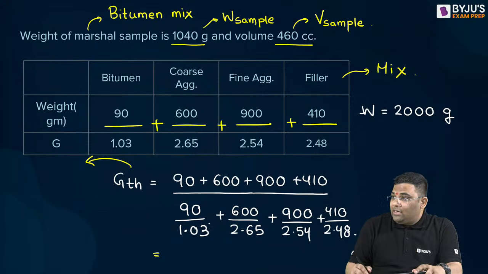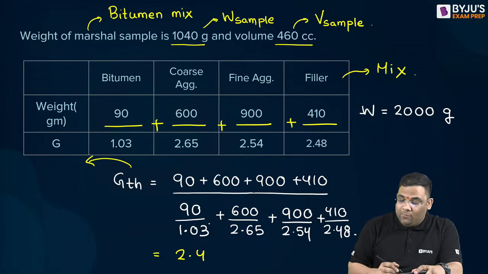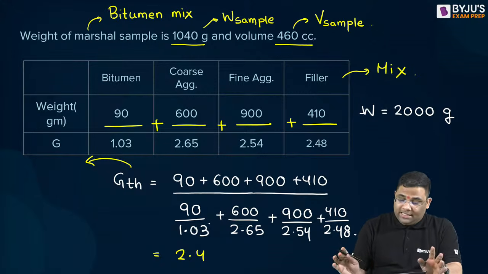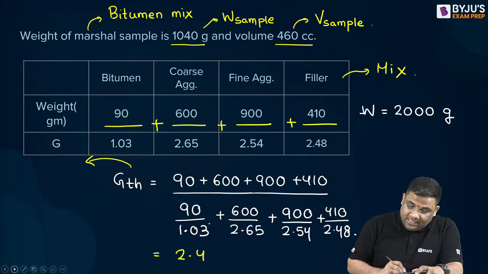Some students have calculated after getting some scolding. Okay, very good. I like to scold because scolding brings the best out of yourself. So it is 2.4. The theoretical specific gravity I'm getting is 2.4. Okay, all of you are getting 2.4? Yes, very good.